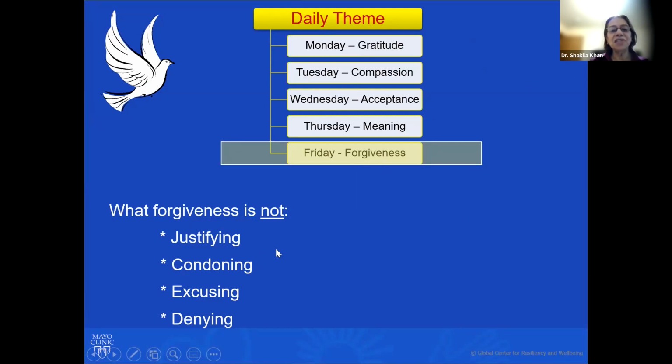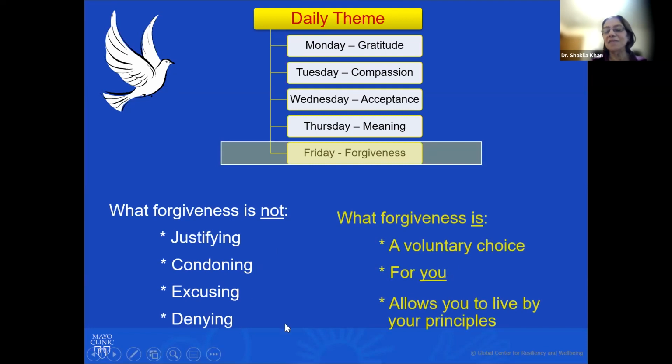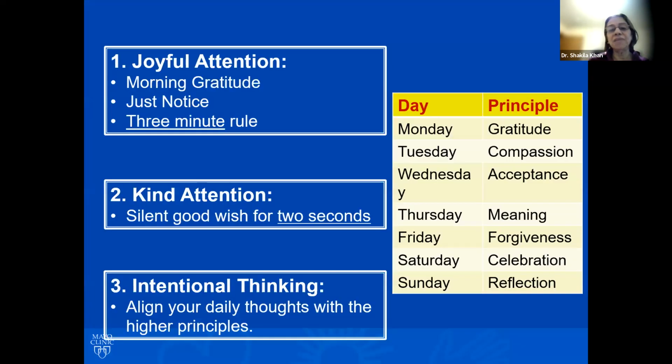Forgiveness is not justifying, condoning, excusing, and denying. I found this, that if somebody does something bad to you, and that happens, I mean, it happens to everybody, even at work or in family, you have to think about that, and it is a voluntary choice, and it allows you to live by your principles. So I think there's a big thing about forgiveness.